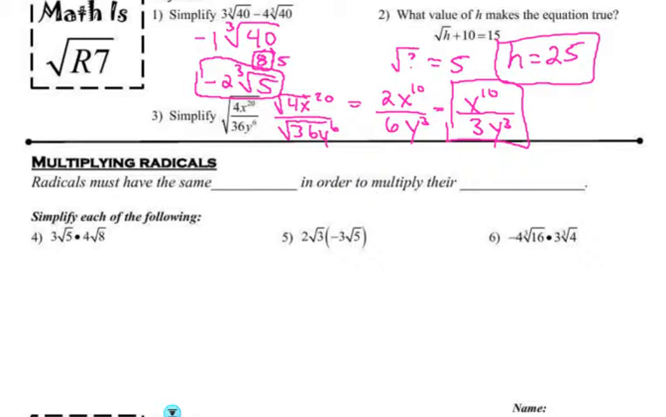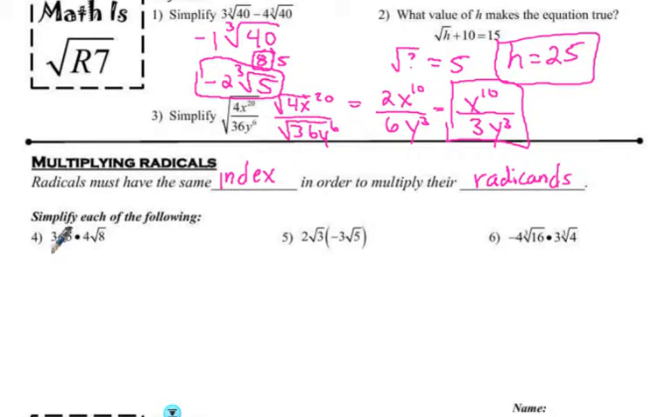So when you multiply them, before you can do that, you have to make sure that the index is the same. That is the only rule. So you just have to make sure that you're either doing square roots or cube roots or whatever it is, but you're only multiplying with the same index. And you do that in order to multiply their radicands, so the numbers on the inside.